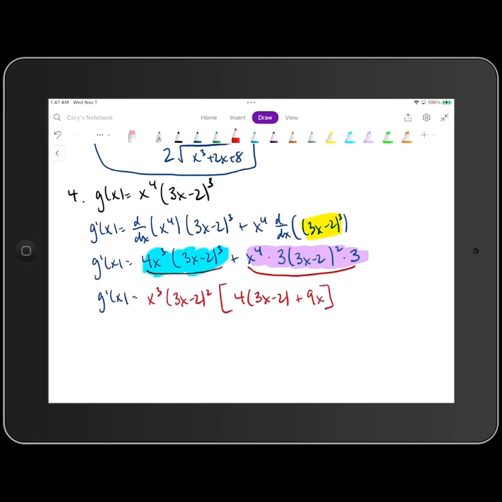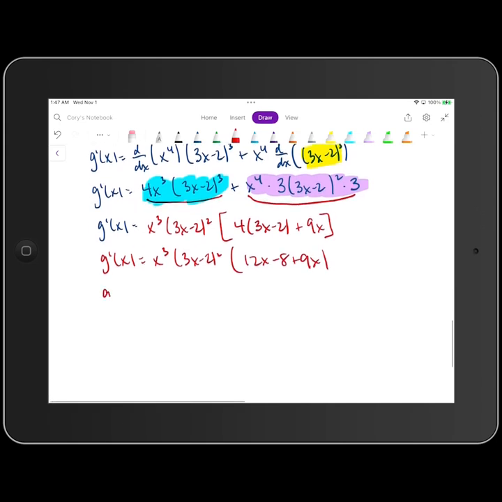Okay, so all I need to do now is simplify the expression that I have in the brackets. So we get g prime of x equal to x cubed times the quantity 3x minus 2 squared. When I distribute 4 across both terms, we get 12x minus 8 plus 9x. And then I can go ahead and combine like terms in the parentheses. So we get x cubed times 3x minus 2 squared, 12x plus 9x is 21x minus 8.